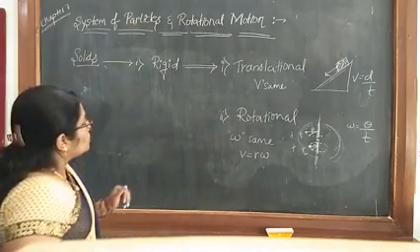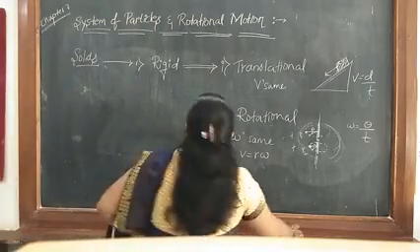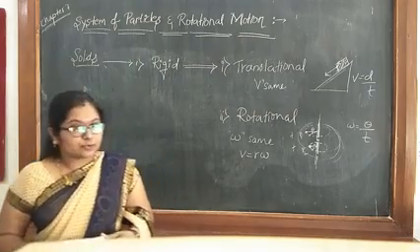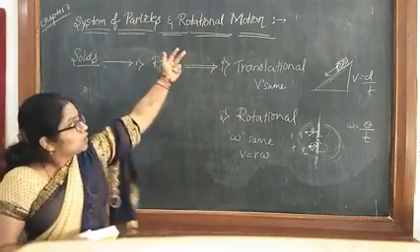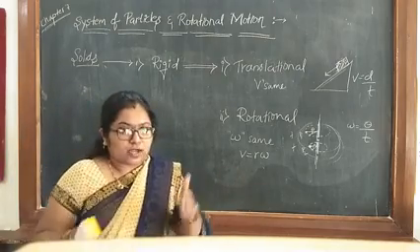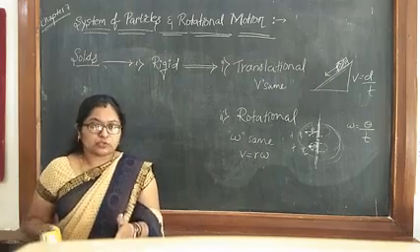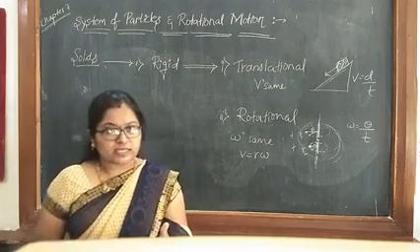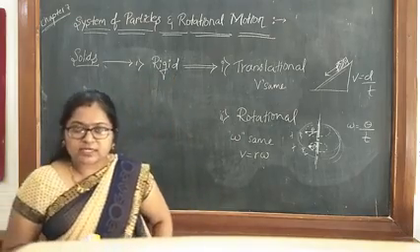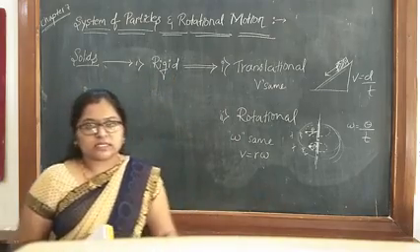Okay, so now in this chapter, system of particles and rotational motion, as I told you, we are having the two parts, system of particles and rotational motion. So now we have clearly understood what is the system of particles, and we have considered the rigid body as the system of particles, and we have studied about this in detail.